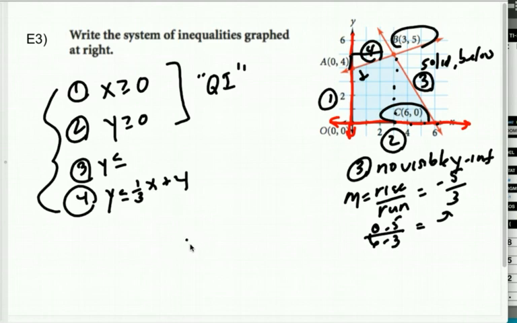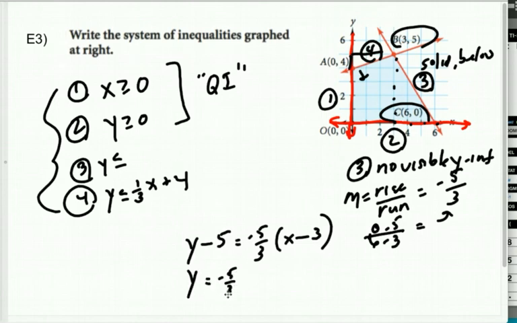And so I could do y minus the y value, so y minus the 5 equals the negative 5/3 times the x minus the 3, right? And if I add the 5 over, I get negative 5/3 x minus 3 plus a 5. Or again, if you had picked the other point, it would look exactly like this, but it would be x minus a 6 plus a 0, right?